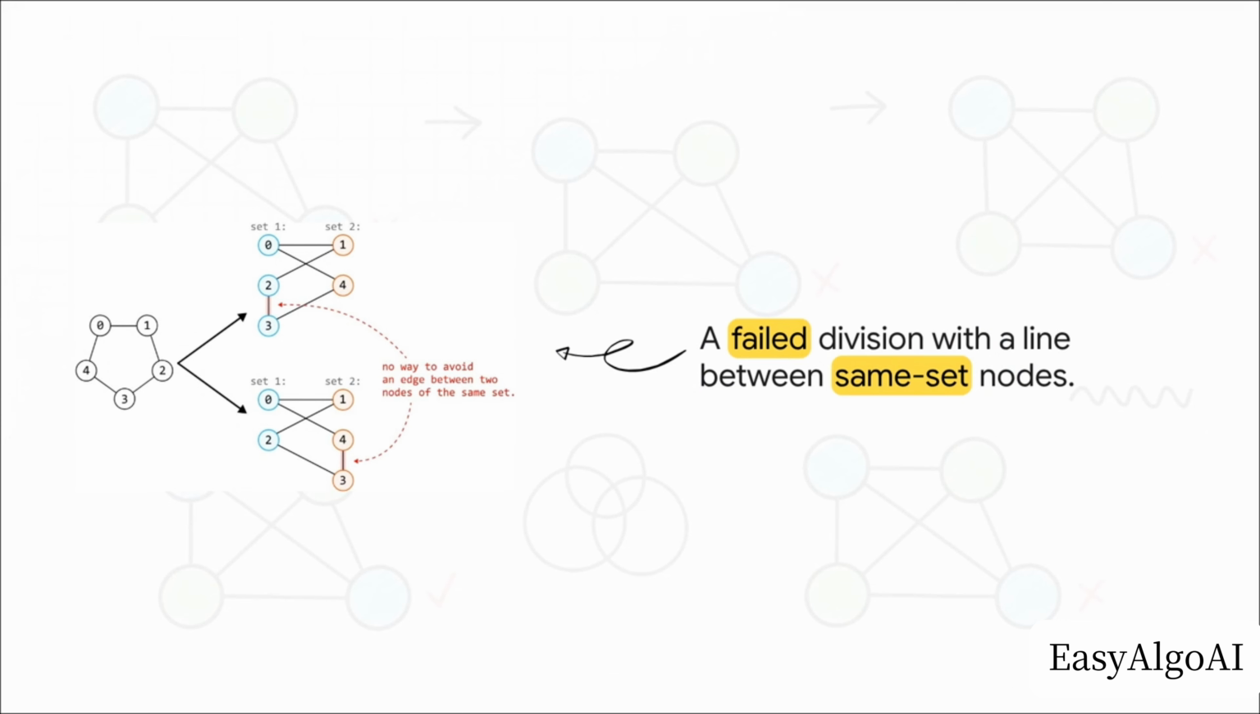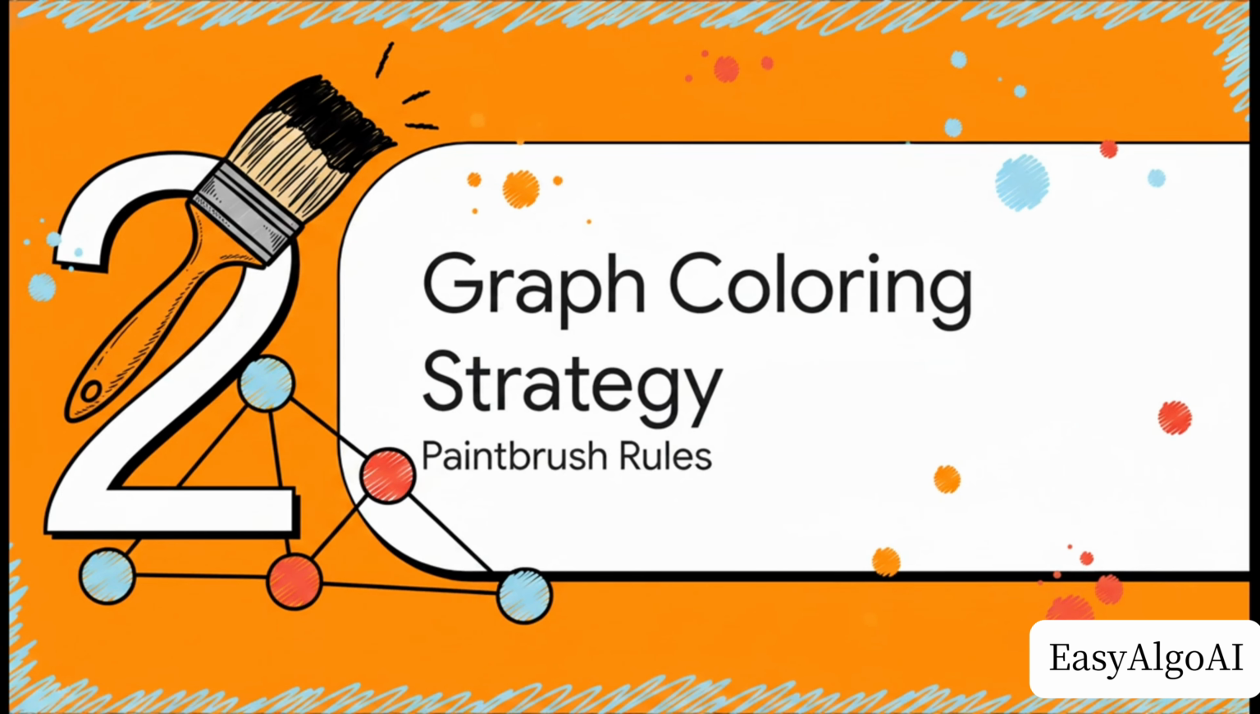But wait, what happens when a graph isn't bipartite? Well, when we try to force this new graph into our 2 sets, we instantly hit a brick wall. Notice that red dashed line? It's pointing to a connection between node 2 and node 3, or node 4 and node 3. Because of how they're wired up in the original shape, there's just no way to avoid an edge existing between 2 nodes in the exact same set. It's completely impossible.